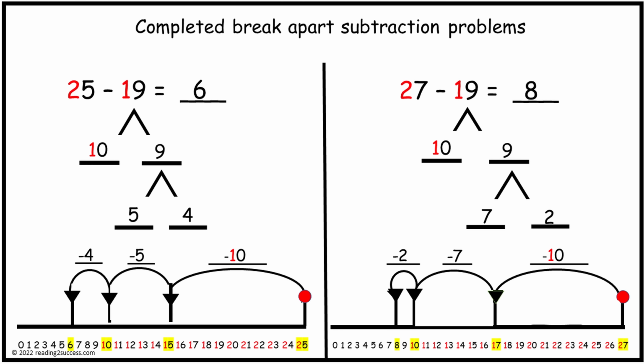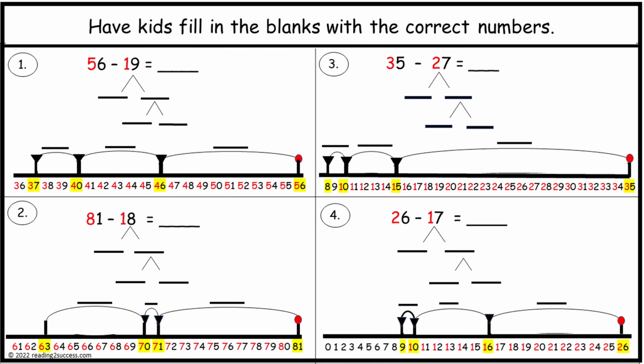This is a completed example, and as you see, looking at the number line, 25 minus 10 equals 15, minus 5 equals 10, minus 4 equals 6. And in the second problem, 27 minus 10 equals 17, minus 7 equals 10, minus 2 equals 8. On this practice page, complete the first problem with kids and then have them fill in the blanks with the correct numbers for the remaining problems.